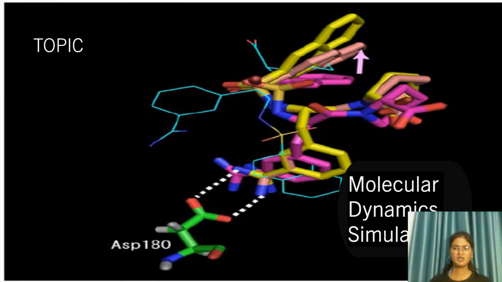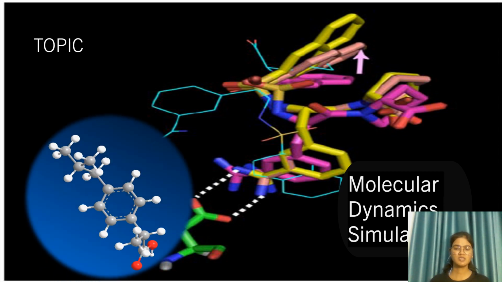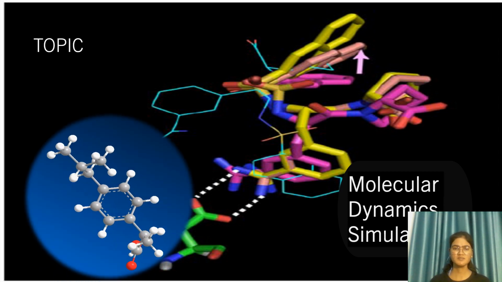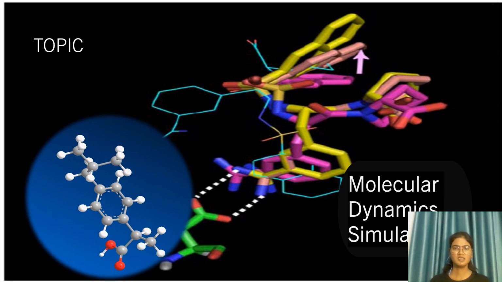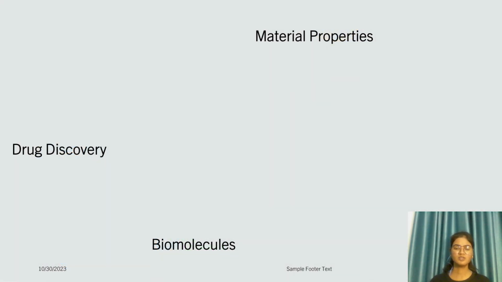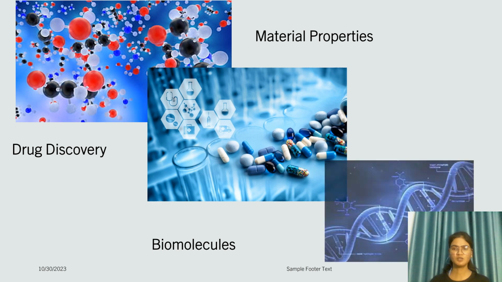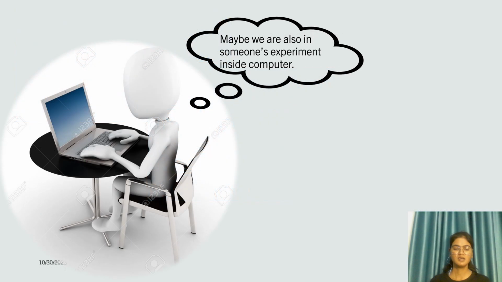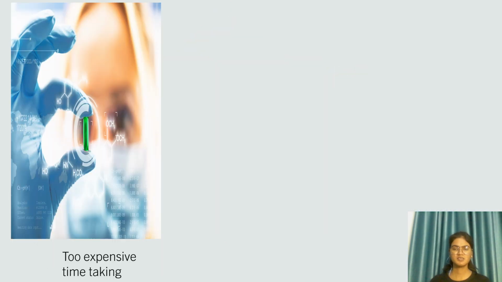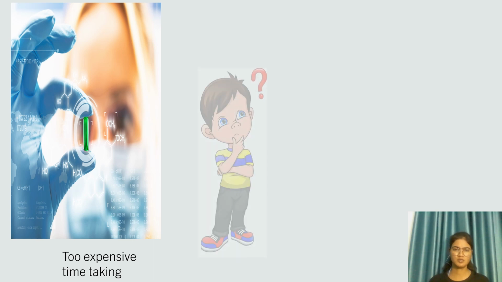My topic is molecular dynamics simulation. It is a great tool to study the properties of material and to see how molecules move at atomic level. This is a powerful tool used to predict material properties, to design drugs and biomolecules, and much more. It is basically an experiment inside the computer. It is usually used when real world experiments are too expensive and too time consuming.